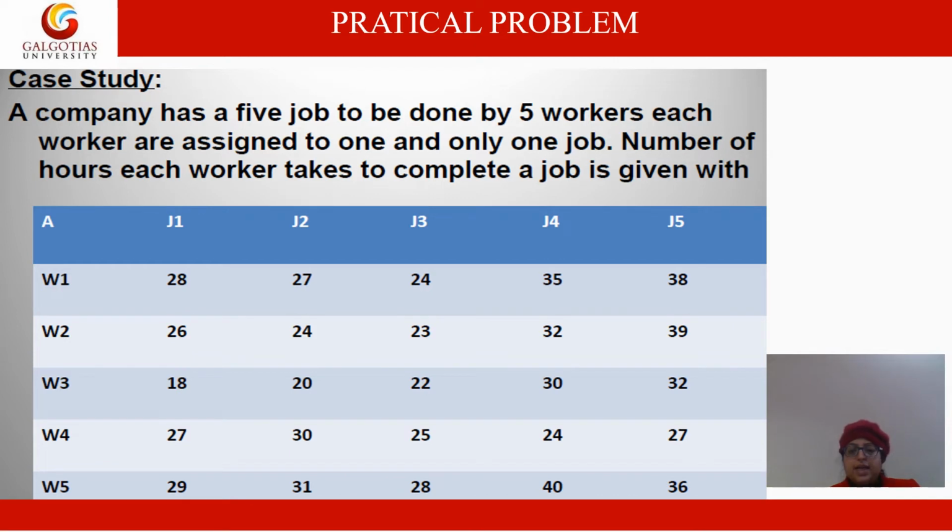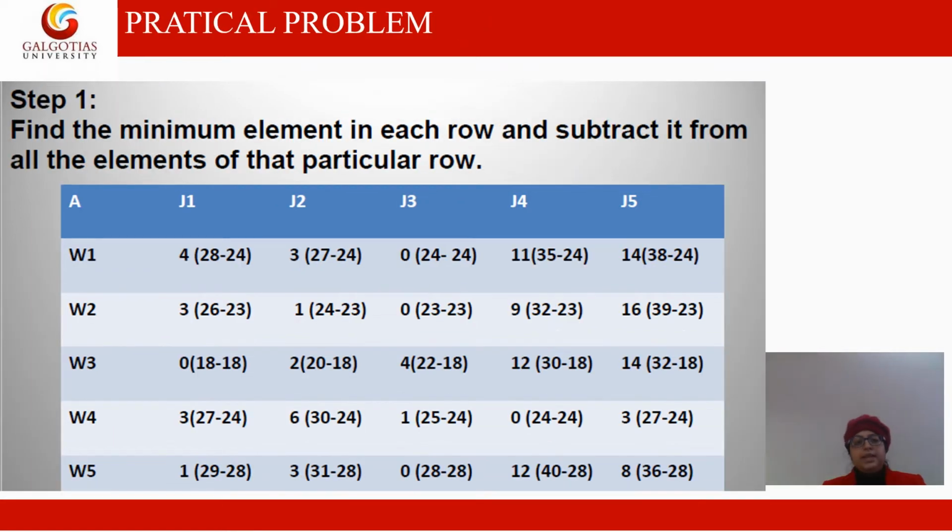Let us understand the assignment problem with the help of this practical question. In this practical question, a case study has been given to us. A company has 5 jobs to be done by 5 workers: job 1, job 2, job 3, job 4, up to job 5. The number of hours each worker takes to complete a job is given in this matrix table. Workers W1, W2, W3, W4 and W5 have been given to us. Now we have to solve this problem with the help of the assignment method.